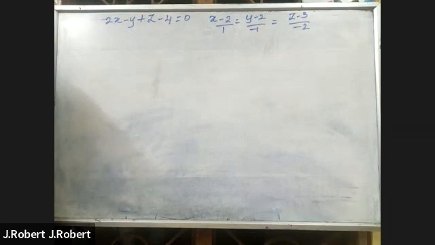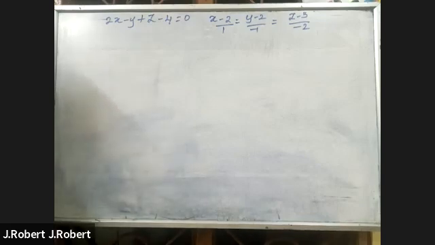Listen carefully. They are asking the equation of the line which lies in the plane 2x minus y plus z minus 4 equal to 0, which is perpendicular to the line whose equation is (x minus 2)/1 equals (y minus 2)/(minus 1) equals (z minus 3)/(minus 2), and which passes through the point of intersection of the plane and line. We are asking the equation of the line which lies in the plane and is also perpendicular to the given line.